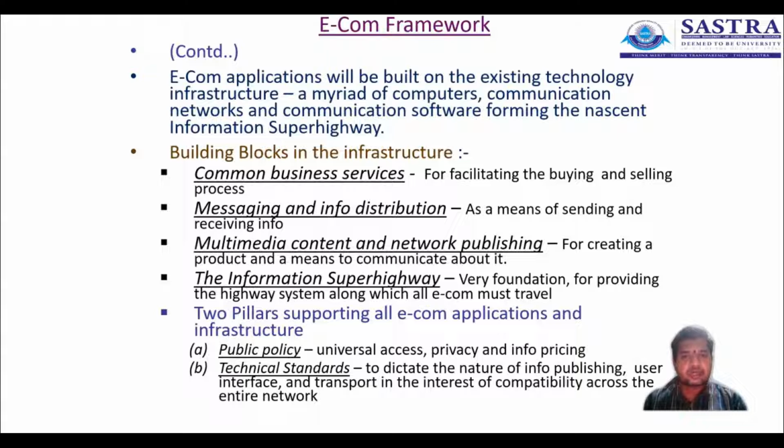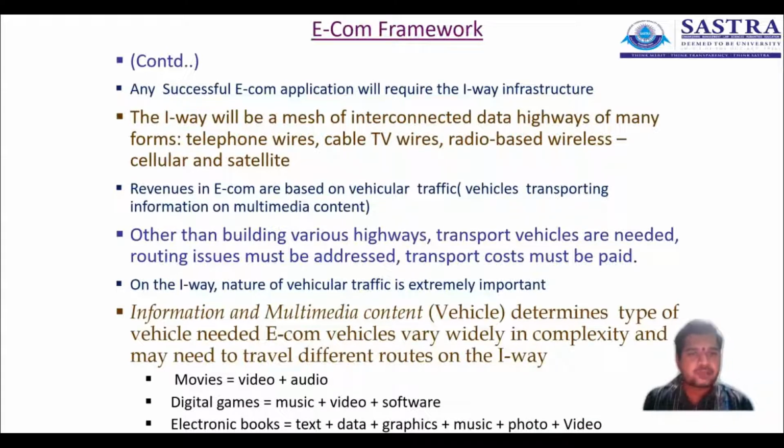Next, moving to the concept. Any successful e-com application will require the information highway infrastructure. We will call that the highway infrastructure. The highway will be a mesh of interconnected data highways of many forms, either telephone wires, cable TV wires, radio-based wireless, cellular and satellite. So we know that we have two types of communications, wired and wireless. Revenues in e-com are based on vehicular traffic, vehicles transporting information and multimedia content.